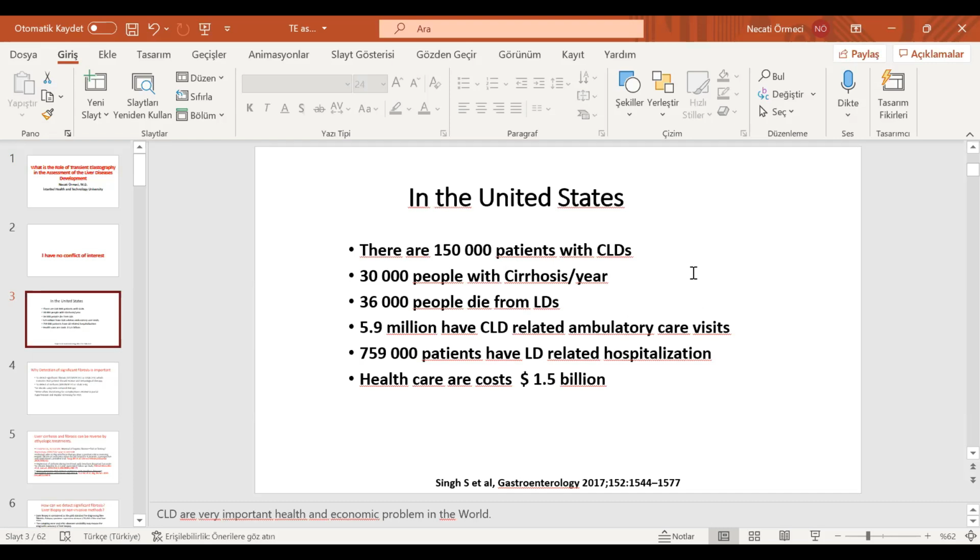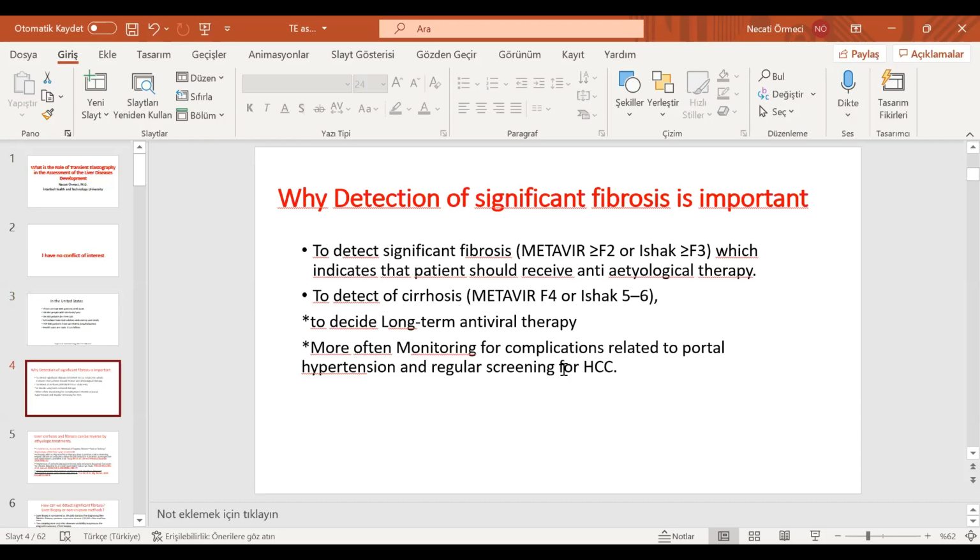5.9 million have chronic liver disease-related ambulatory care visits, and almost 660,000 patients have liver disease-related hospitalization. Health care costs more than 1.5 billion a year in the United States. So this is a very important problem. So we have to measure and diagnose significant fibrosis in those patients.